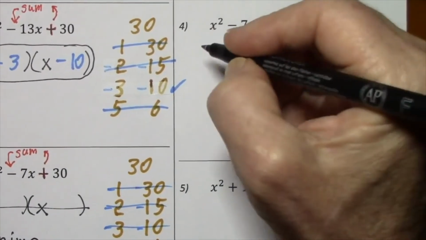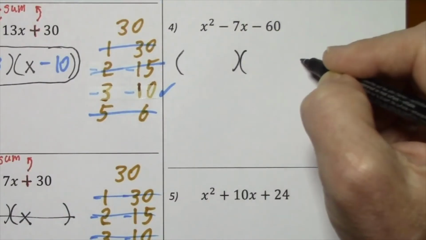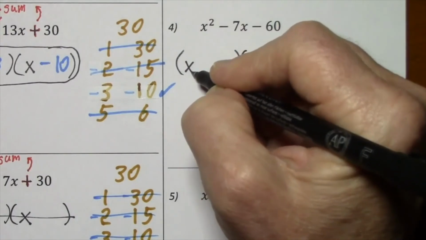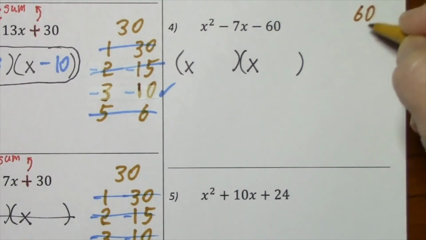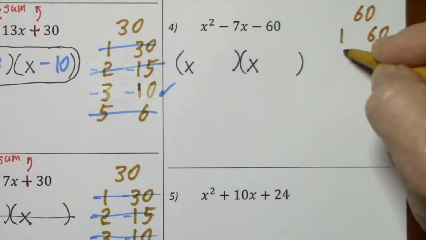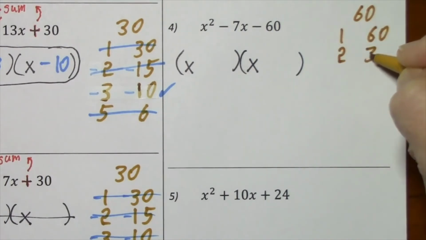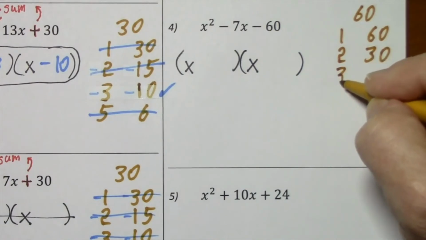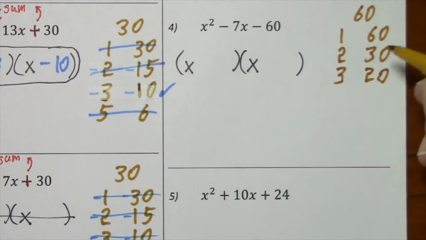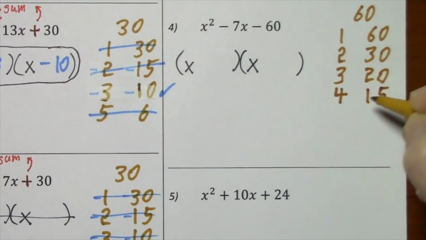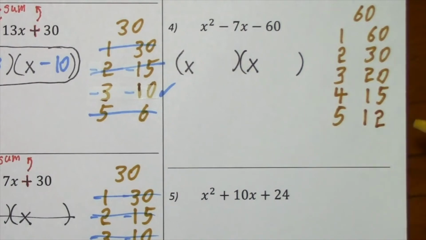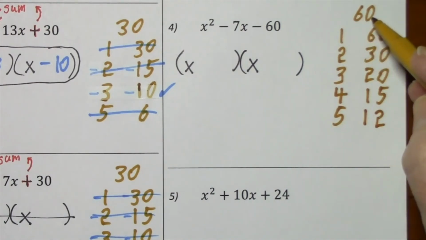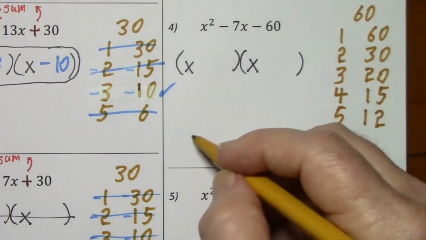Looking at number 4, we can take care of x squared again. For 60, we'll list all the factors. Two goes in, 3 goes in. We can double 2 and cut that in half. 5 goes in 12 times. If you can't do that in your head, just go off to the side and do long division.